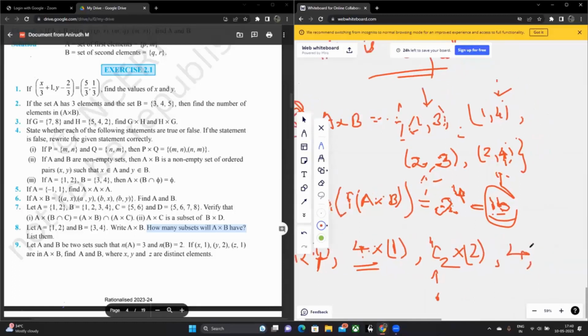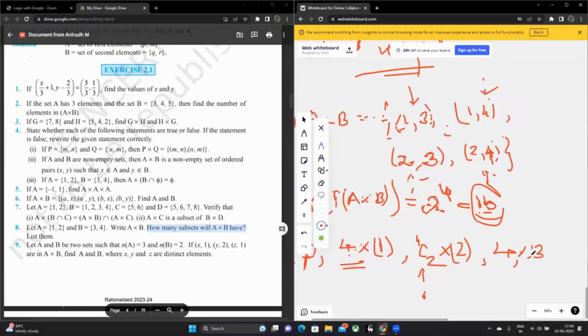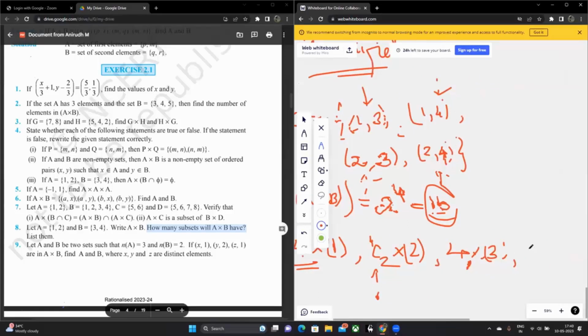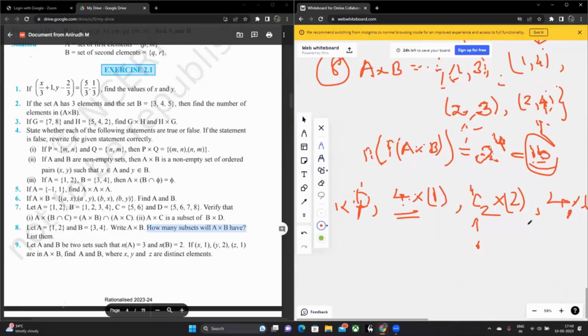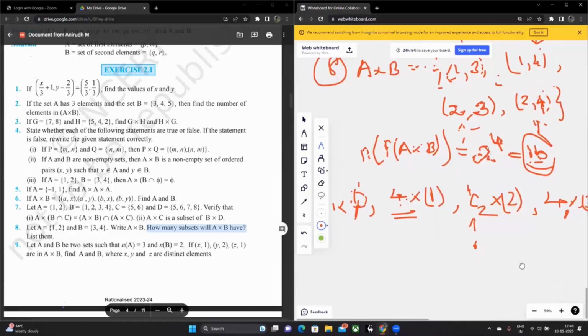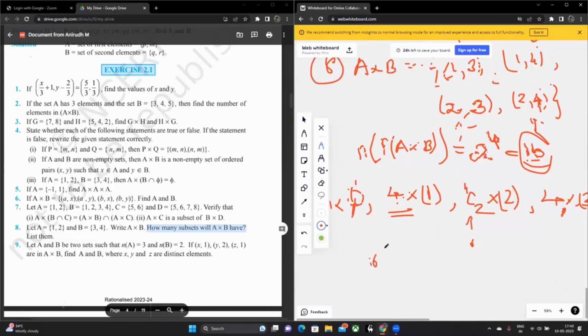4 3-element subsets again. And you have 1 for the full set A cross B, right? Because the set itself is a subset. So basically you have 1 plus 4 plus 6 plus 4 plus 1. If anybody wants to add that up, that's going to yield 16 again.